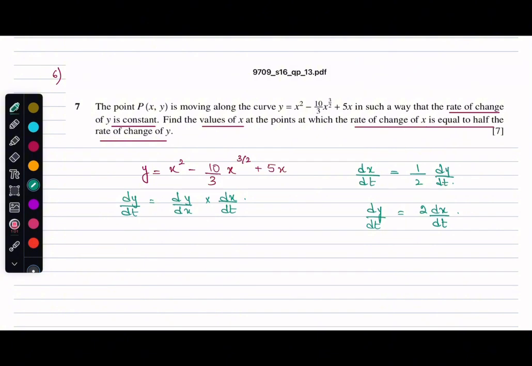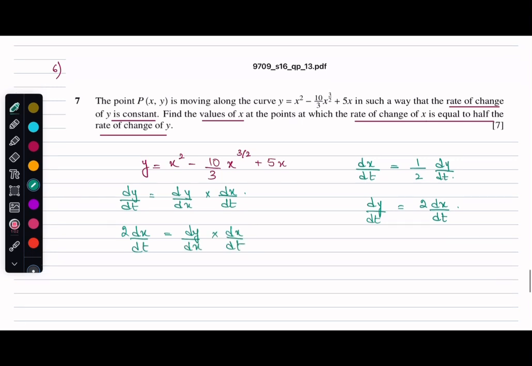So for dy by dt here, I can substitute twice of dx by dt, because I have already found out, according to the statement, that the rate of change of x is equal to half the rate of change of y. It's dy by dt, which shall be equal to twice of dx by dt. So I will be substituting this dy by dt by twice of dx by dt here, which then shall be equal to dy by dx times dx over dt.